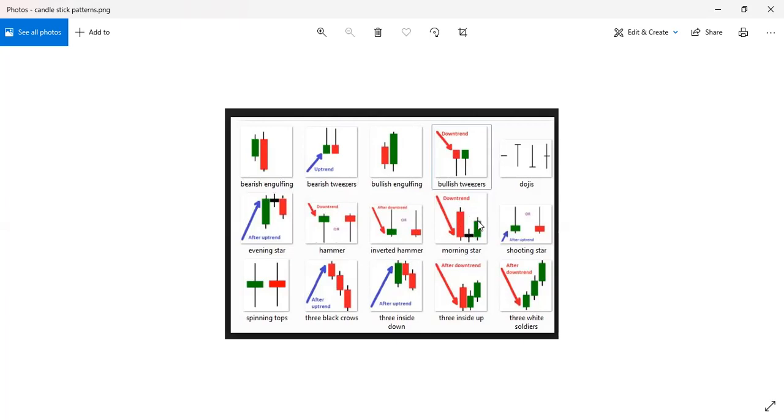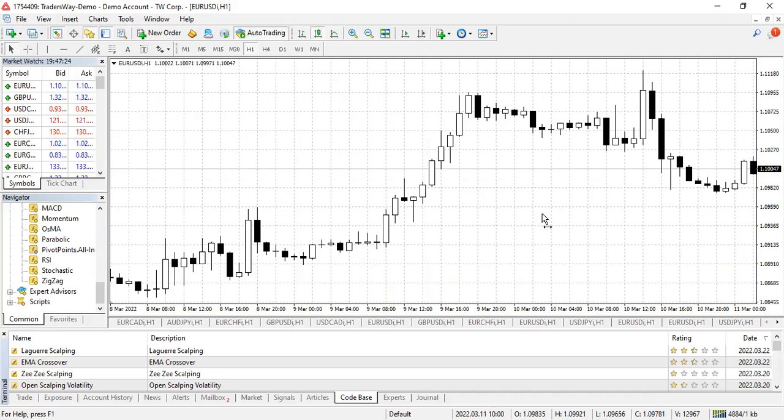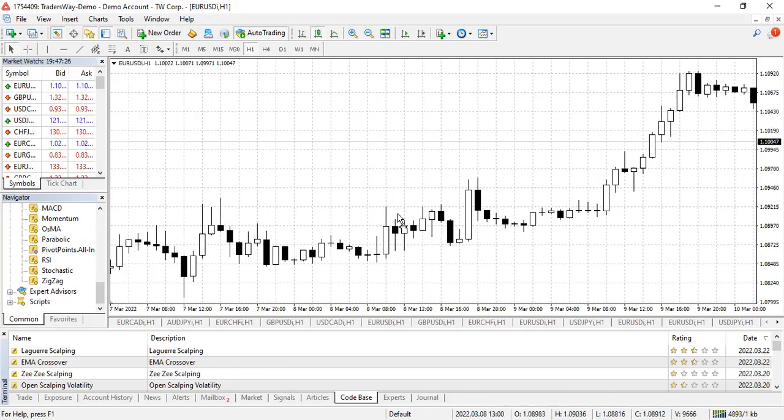So we have evening star. So this is evening star. It happens in an uptrend market, when there is about to be a reversal. So let's try and find it. Let's try morning star.